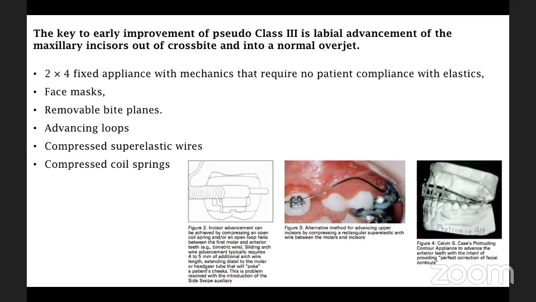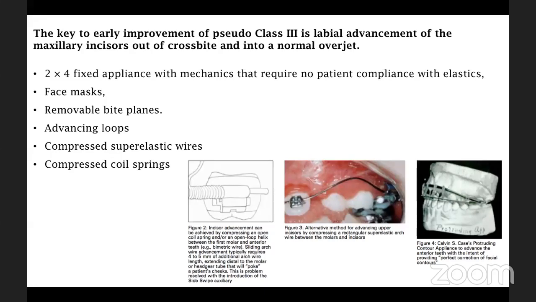Now, the key to the improvement of a pseudo class 3 is, as I mentioned, labial advancement of the maxillary incisors. There are many ways of doing it. One could place a 2x4 appliance, with 4 brackets in the front and 2 buccal tubes at the back, and you can put in an open coil spring there in order to procline the incisors a little forward, because as I've mentioned, the upper incisors are usually retroclined in a pseudo class 3. So they can take a little bit of proclination without harming the inclination, or the U1-SN values, of the upper incisors. Number 2 is face masks.